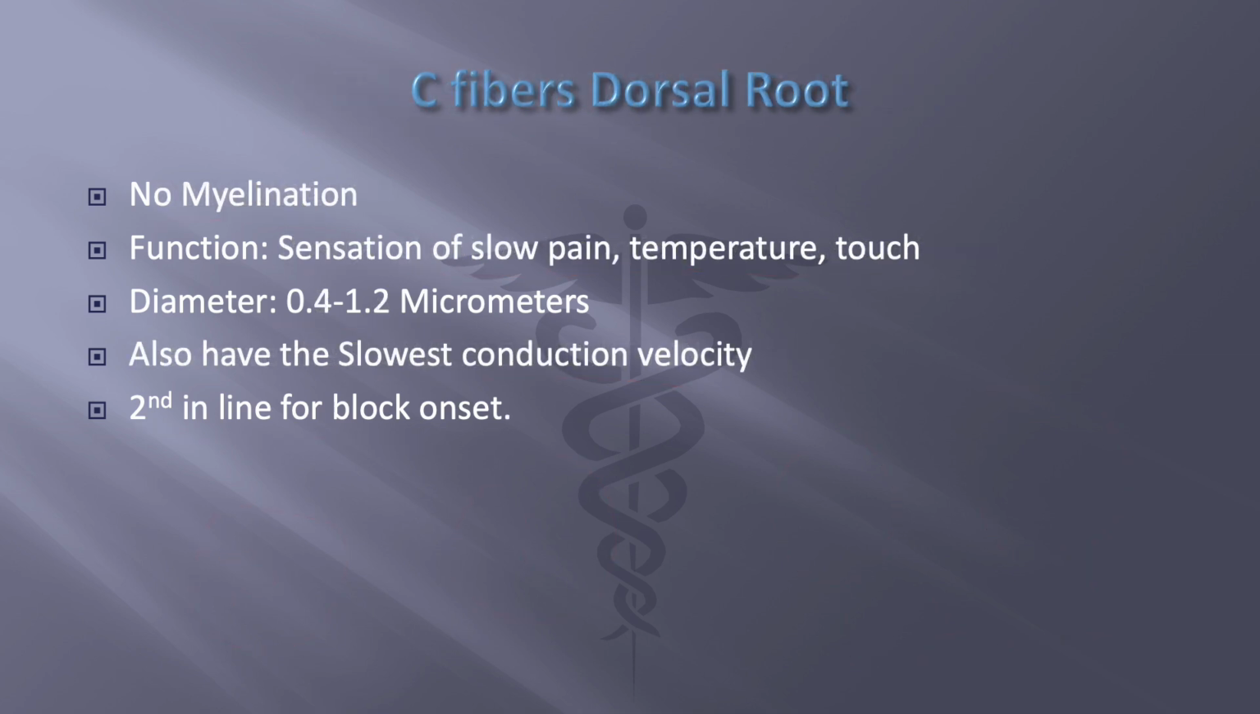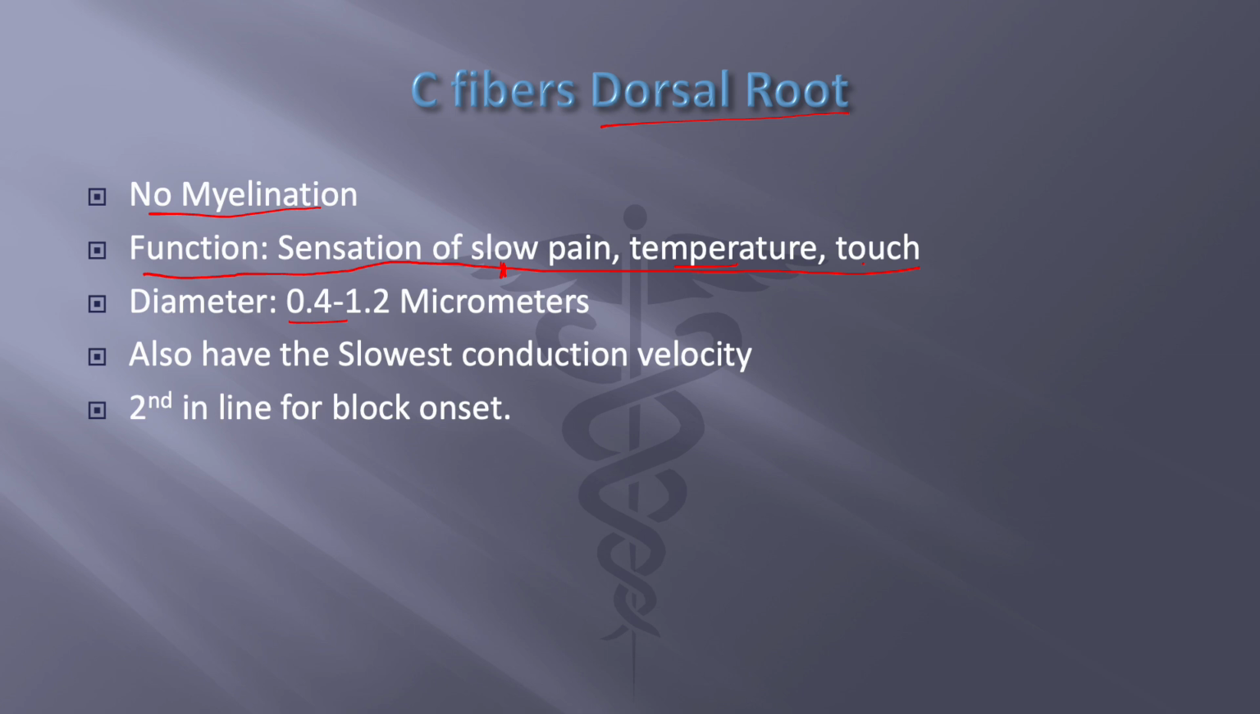C fibers also have a dorsal root subtype. They're not myelinated as well. But this is the one that we studied for chronic pain when we were talking about opioids. Sensation of slow, dull pain, temperature and touch. 0.4 to 1.2 micrometers.